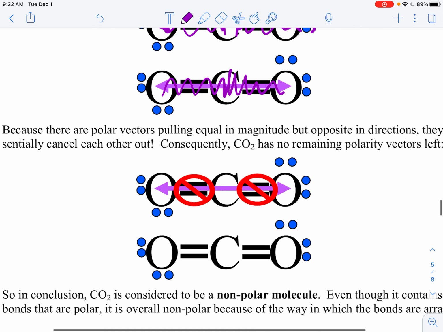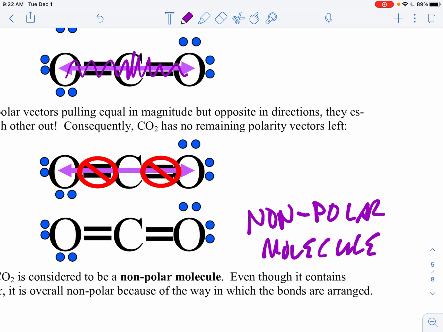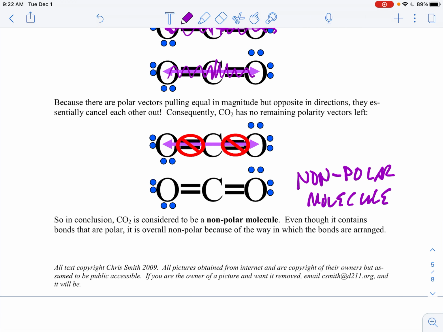And if there are no polar bonds left in this molecule, then it is considered to be a non-polar molecule. Oh my goodness. But it has polar bonds. I know. That's what makes this complicated. So, this is a molecule that has polar bonds, but is overall non-polar because all of those polar bonds cancel each other out. So, non-polar molecules come from either having bonds that are non-polar or having polar bonds that cancel each other out. I'll summarize all this later.